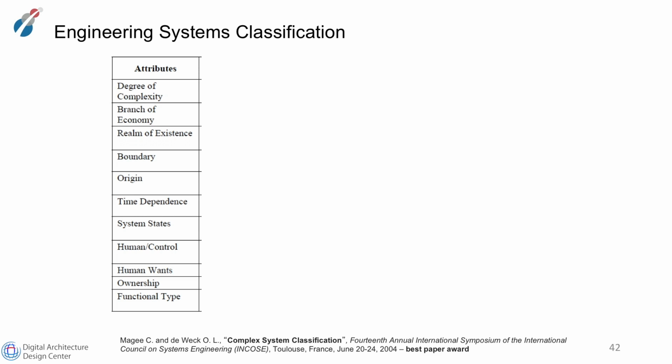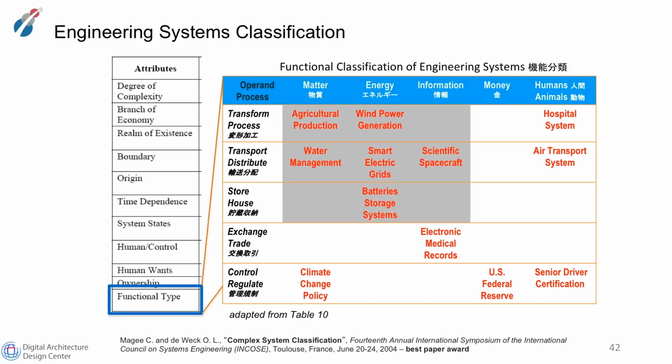The states of the system. Is the system controlled by humans or is it fully automated? What we found is that perhaps the most useful way to classify systems is by their function, the functional type of the system. That really, I think for most purposes, is the most useful way to think about systems grouping or classification.